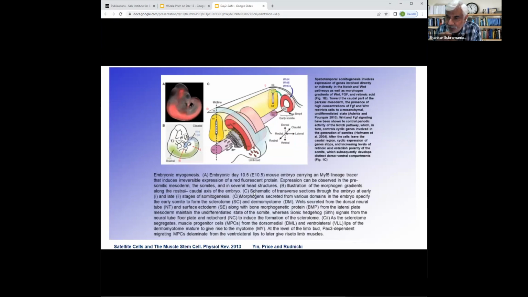Let me go to an embryological perspective in terms of development. I'm sure some of you may know this to some extent, but many of you may not know this. This is actually taken from a mouse embryo.